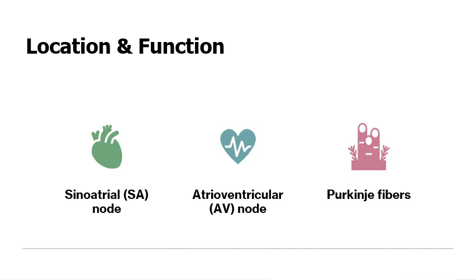The atrioventricular node, this cluster of autorhythmic cells, sits between the atria and the ventricles. It relays the electrical signal from the SA node, and if necessary, can take over as a backup pacemaker if the SA node fails.